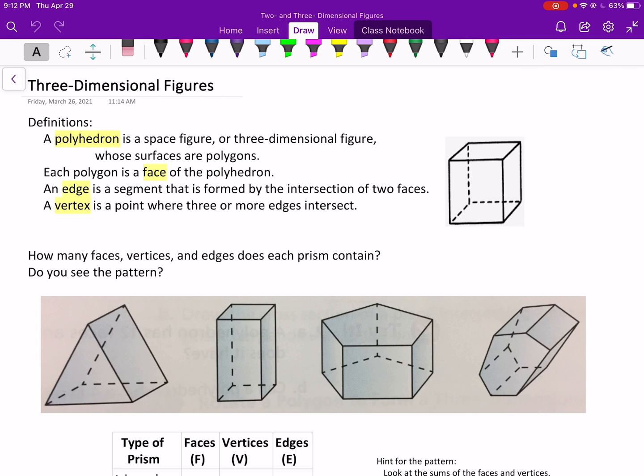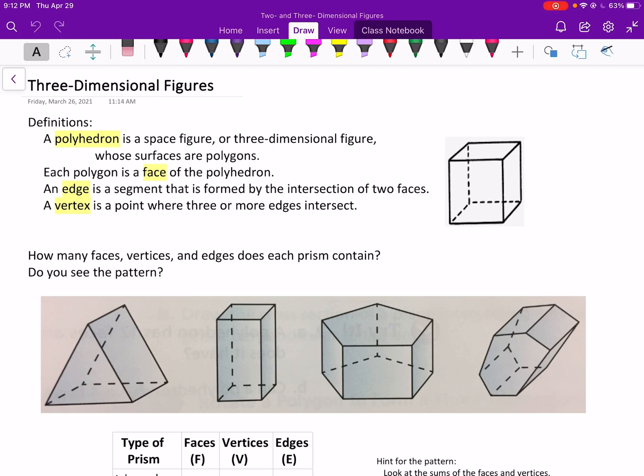These three-dimensional figures are quite often called solids or polyhedron. There's that prefix poly again, poly meaning many. So we could have many angles, many faces, many sides, many edges making up this three-dimensional figure. The definition of a polyhedron is that it is a space figure or three-dimensional figure whose surfaces are polygons.